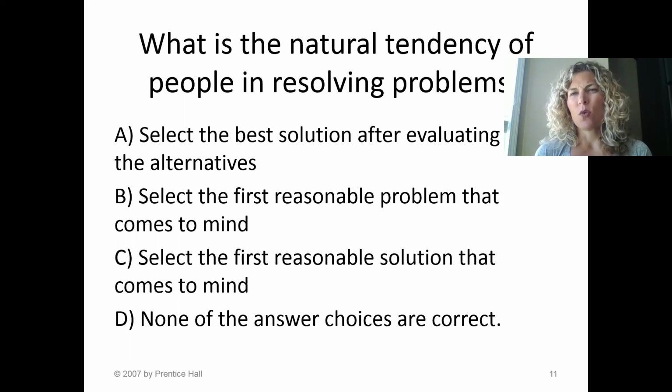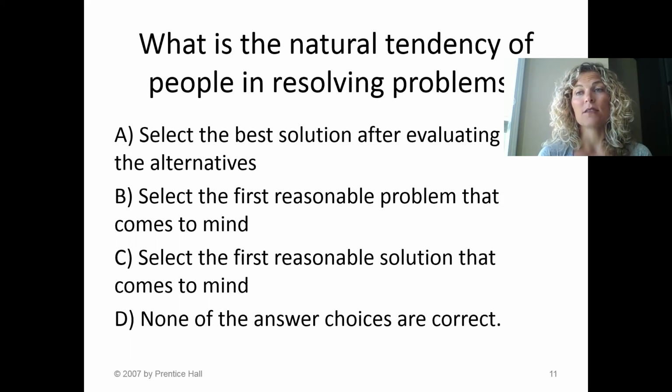So there's 3 or 4 questions I think that I added to this deck. What is the natural tendency of people in resolving problems? A, select the best solution after evaluating all the alternatives. B, select the first reasonable problem that comes to mind. C, select the first reasonable solution that comes to mind, or D, none of the answer choices are correct.